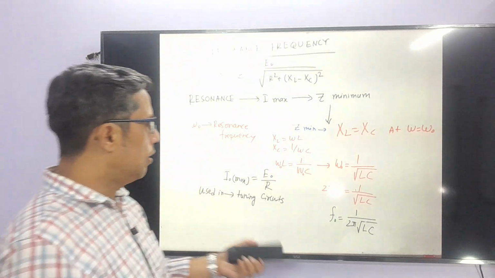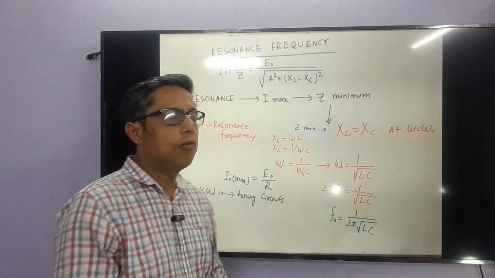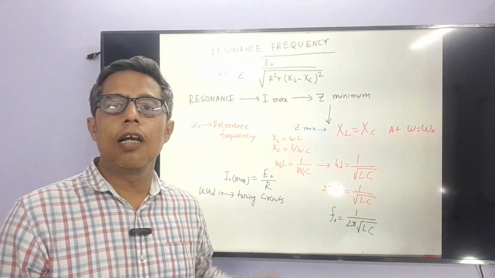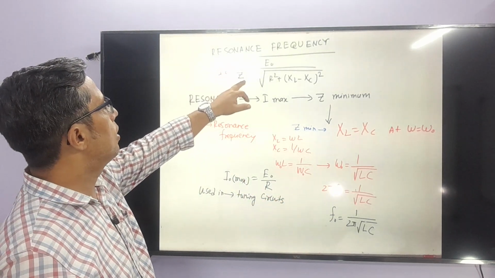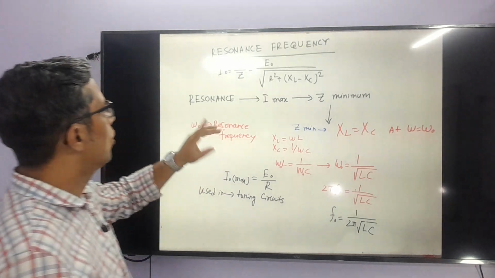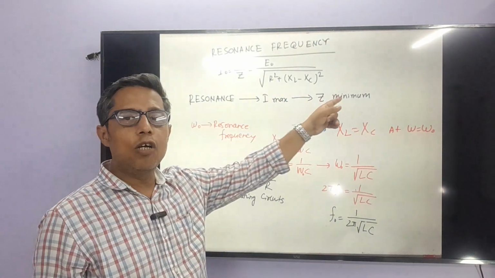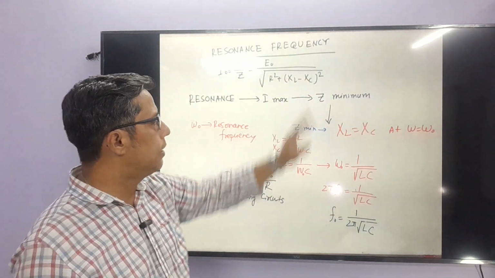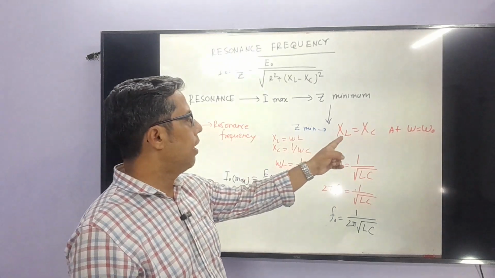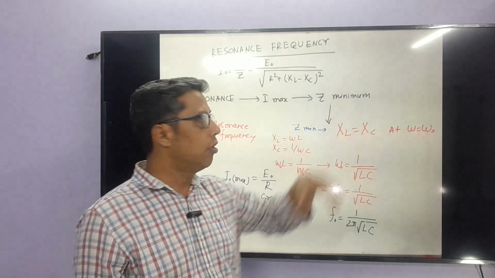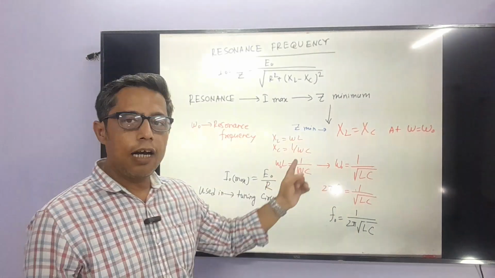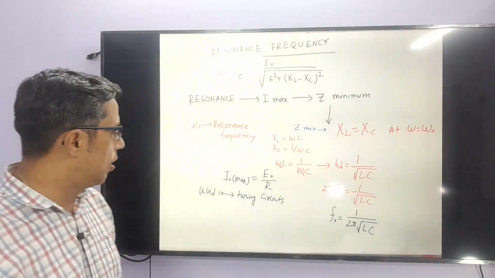One more thing: how do we calculate the resonance frequency? The current I0 is equal to E0 by Z, where Z is the impedance. I have to make I maximum, which means Z will be minimum. To make Z minimum, I have to make XL equal to XC at the resonating frequency. So we get the relation. Just practice this one.